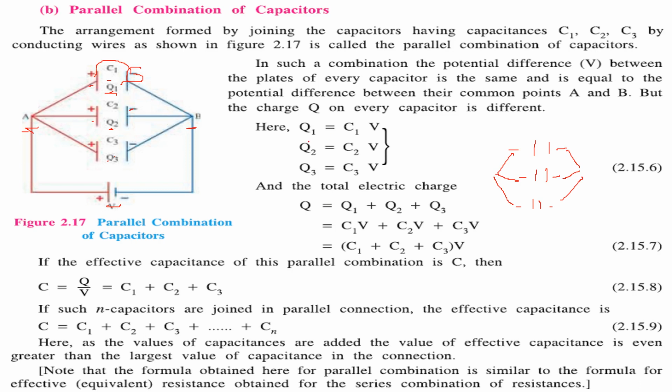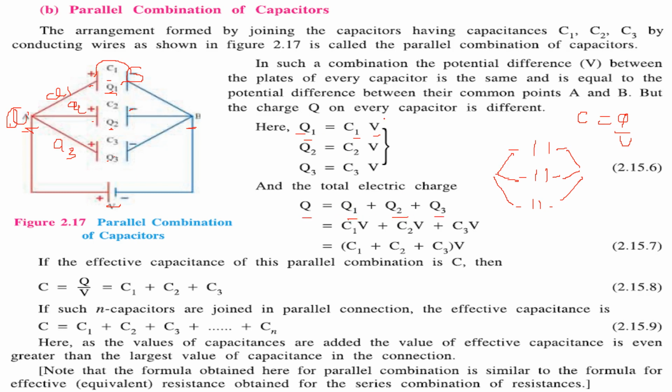So what will be Q? We know that C is given by Q by V. So Q for the first one will be C1V, the capacitance C1 times the potential difference, which as I said will be equal. Q2 will be C2V, Q3 will be C3V. And because this Q is distributed into Q1, Q2 and Q3, Q will be equal to Q1 plus Q2 plus Q3.